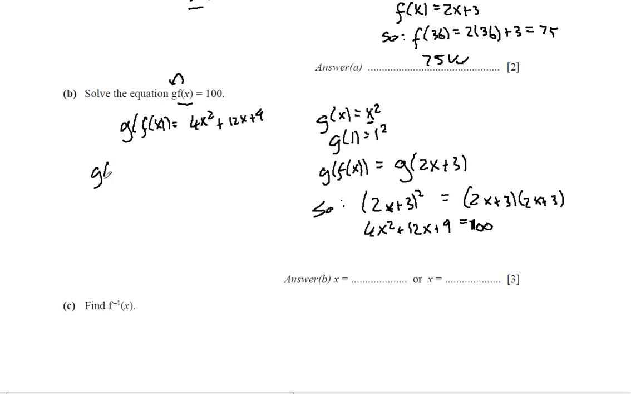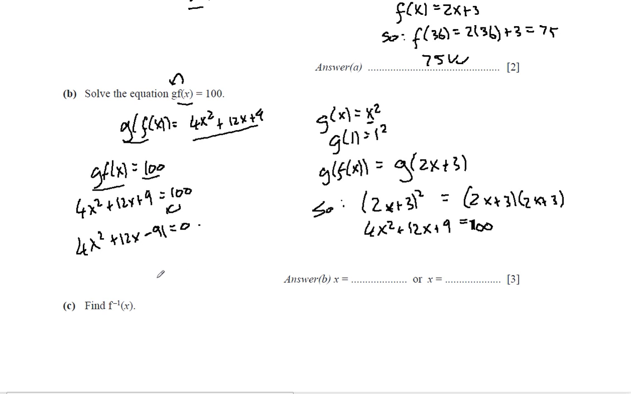So when they say g of f of x is equal to 100, we just take what g of f of x is, which is 4x squared plus 12x plus 9, and we just make it equal to 100, as they show over here. Take 100 to the left hand side. This is a quadratic equation, so it's 4x squared plus 12x plus 9 minus 100, which is negative 91. Make it equal to 0.